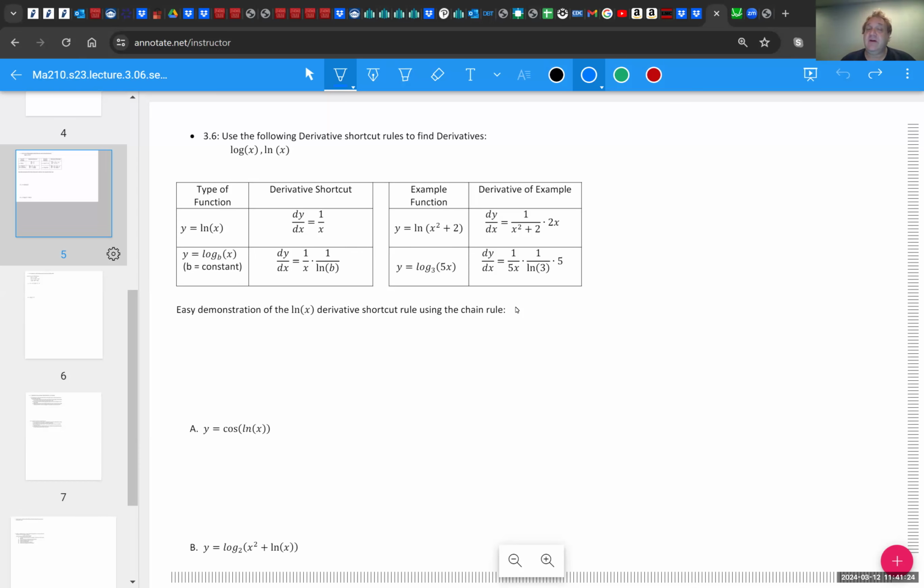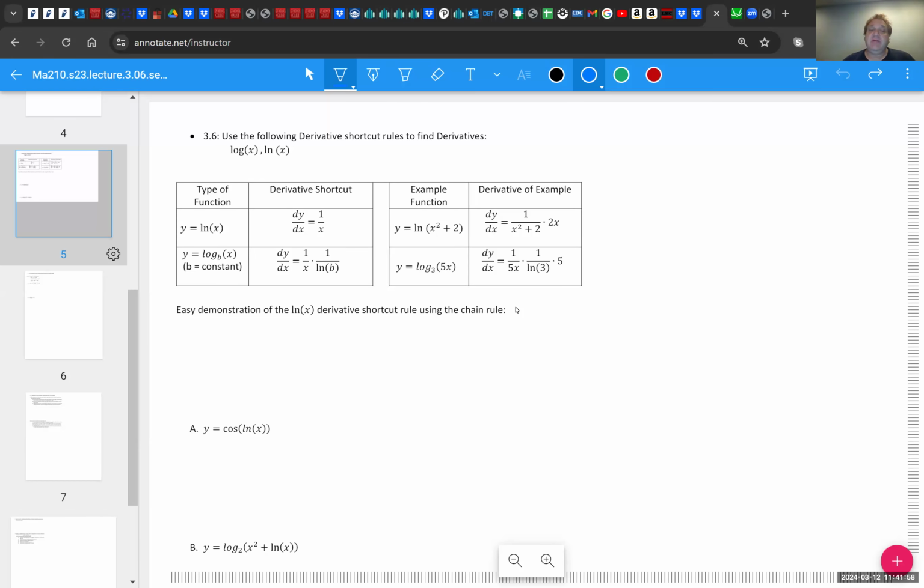Logarithms were the function that was defined as the inverse of exponential functions, and we have shortcut rules for logarithms. You can see them either on your reference sheet or here again. I've cut and pasted them here. The derivative of the log with base e, called ln x, is just 1 over x. And if you choose a different base b, then you have to multiply by a factor of 1 over the natural log of b, kind of analogous to the derivative of e to the x versus the derivative of b to the x. Very, very similar.